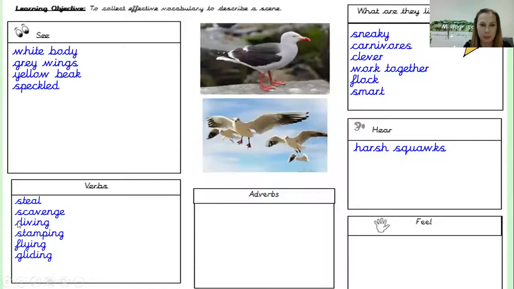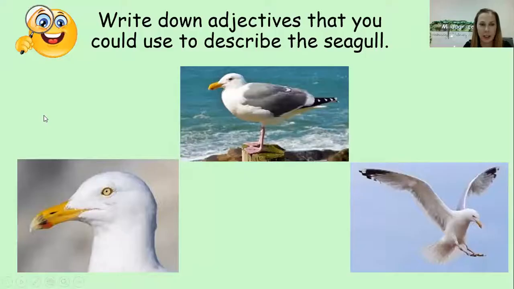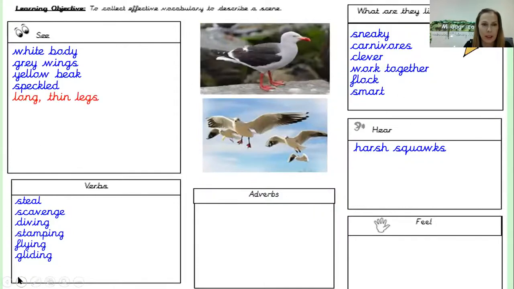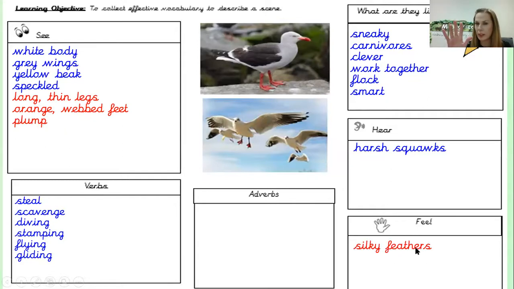Okay, so in here I added long thin legs, orange webbed feet. Webbed means they have some skin between their toes. Plump, they look well fed, these seagulls. And I added one down here as well for a feel. I imagine that their feathers felt quite silky.